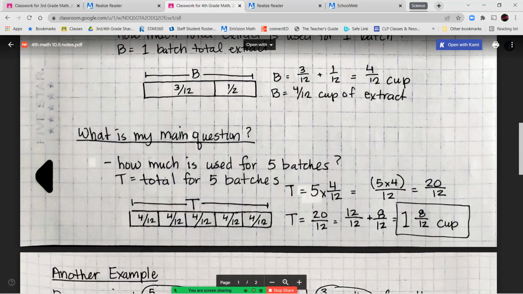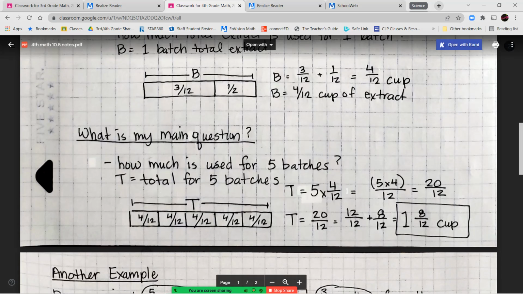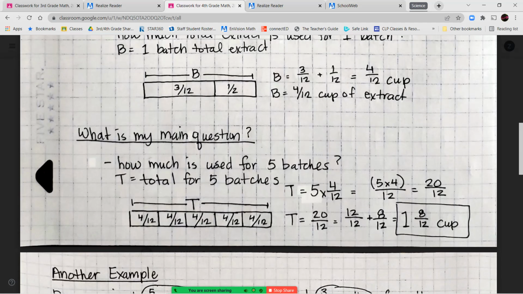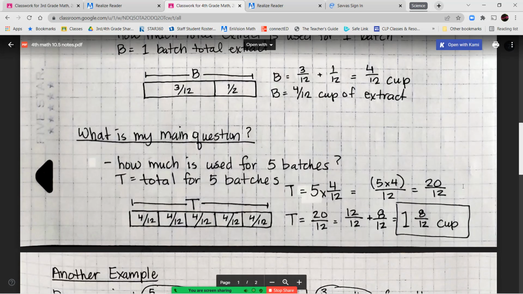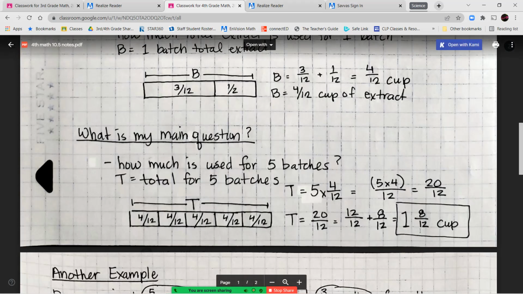Now, the main question is asking me, how much is she going to use for 5 batches? So I'm going to use T to represent my total for 5 batches. So T is going to be 5 times that 4/12 a cup of extract. Now I can rewrite that as 5 times 4, and all of that is going to be over 12, and that's going to equal 5 times 4 is 20, so 20 over 12. T is equal to 20 over 12, and I can rewrite that improper fraction as a mixed number. So 20 over 12 is the same thing as 12 over 12 plus another 8 over 12. So she uses a total of 1 8/12 cup of extract for 5 batches.